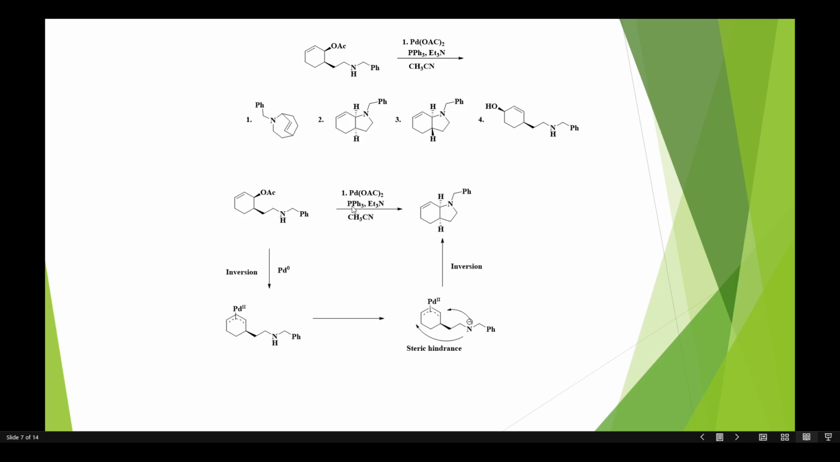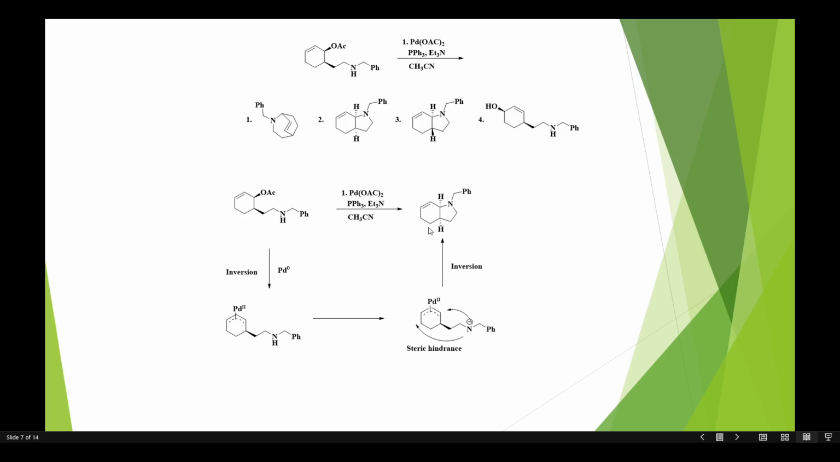The palladium and phosphine: palladium acetate and phosphine will react, and after the acetyl group is removed, it will form a palladium zero species. That palladium zero species will bind with our allylic alcohol and remove our acetate group. The triethylamine we are using will help deprotonate our nitrogen proton, and after that your cyclization will happen.